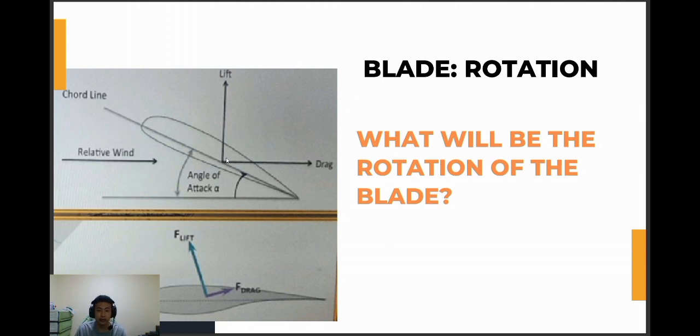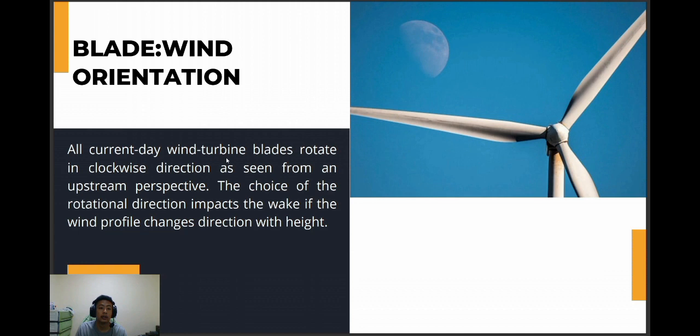Next, ito lang din yung sinabi natin kanina. So, basahin lang natin. Blade wind orientation. All current day wind turbine blades rotate in clockwise direction as seen from an upstream perspective. The choice of the rotational direction impacts the wake if the wind profile changes direction with height.